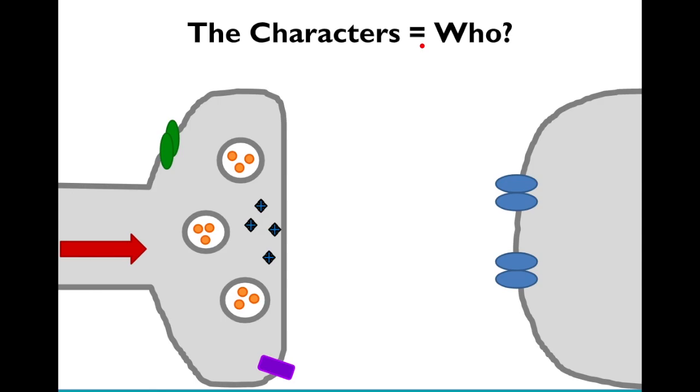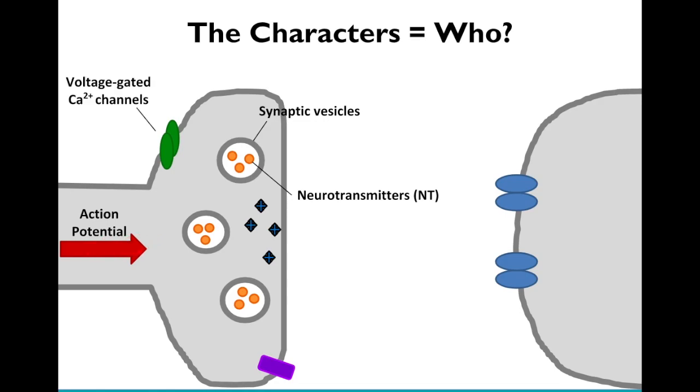Here are the characters, or the important molecules involved. These are synaptic vesicles. They're kind of like little bags that hold neurotransmitters inside. And this is an action potential, which is electrical signaling that comes down the neuron. The green here are proteins on the membrane. They are sensitive to calcium. They open and allow calcium to enter. And these are calcium-sensitive proteins. These proteins will respond when calcium comes into the cell.